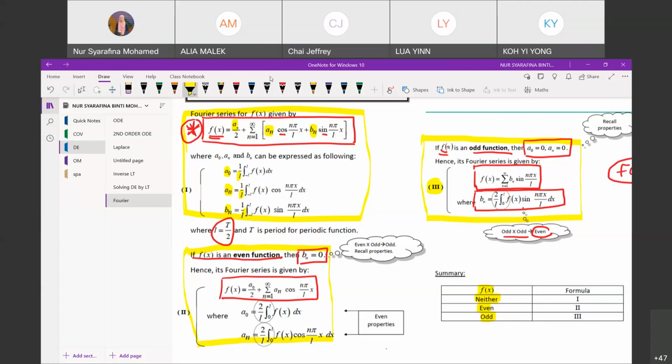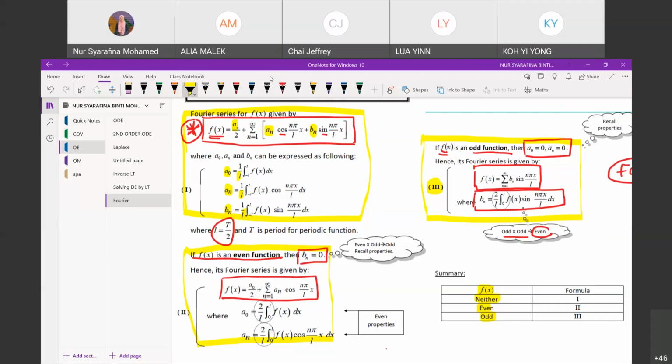No. Okay. So the most important part is you have to understand what your f(x) is: even, odd, or neither. When you know the type of function that you have, then you can decide which formula to use to find the Fourier series. If it is even, then just follow the second formula. When it is odd, then we use the third one. When it is neither, then we use the first one.